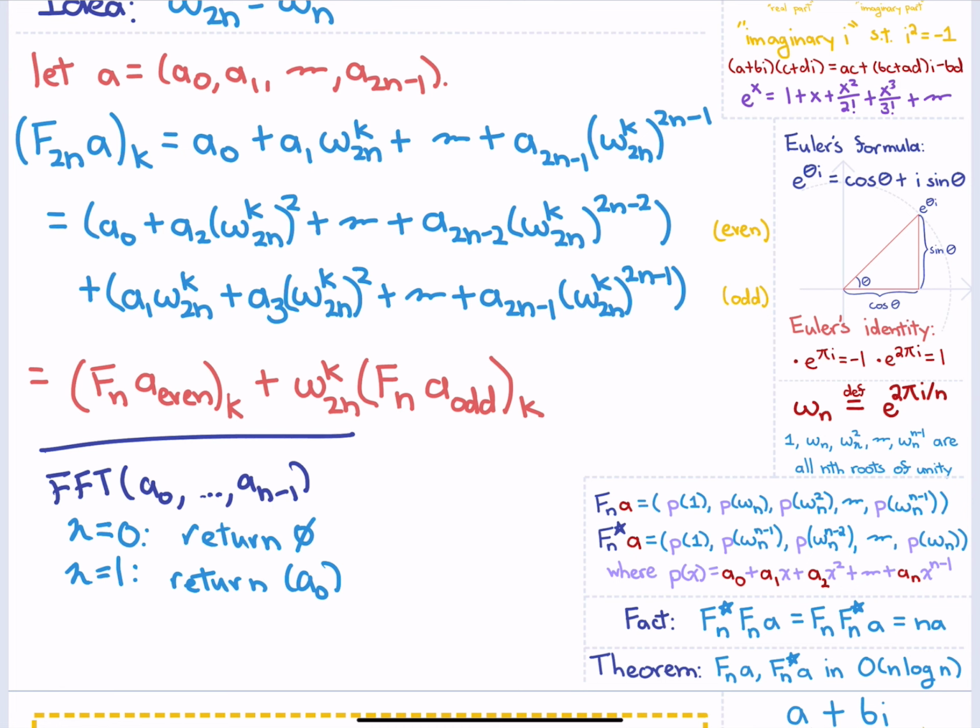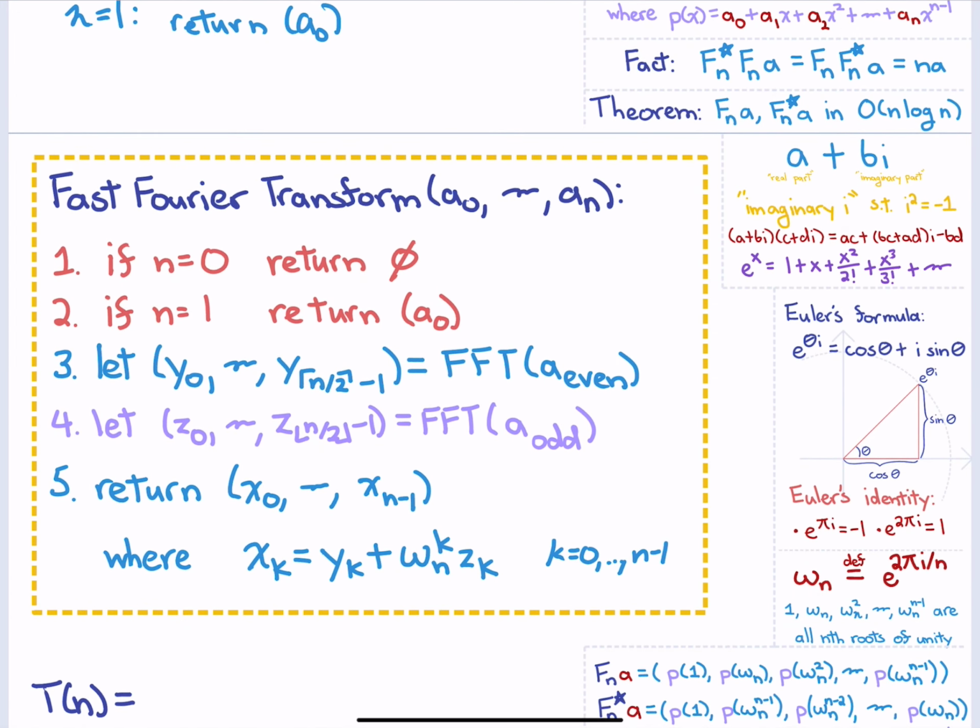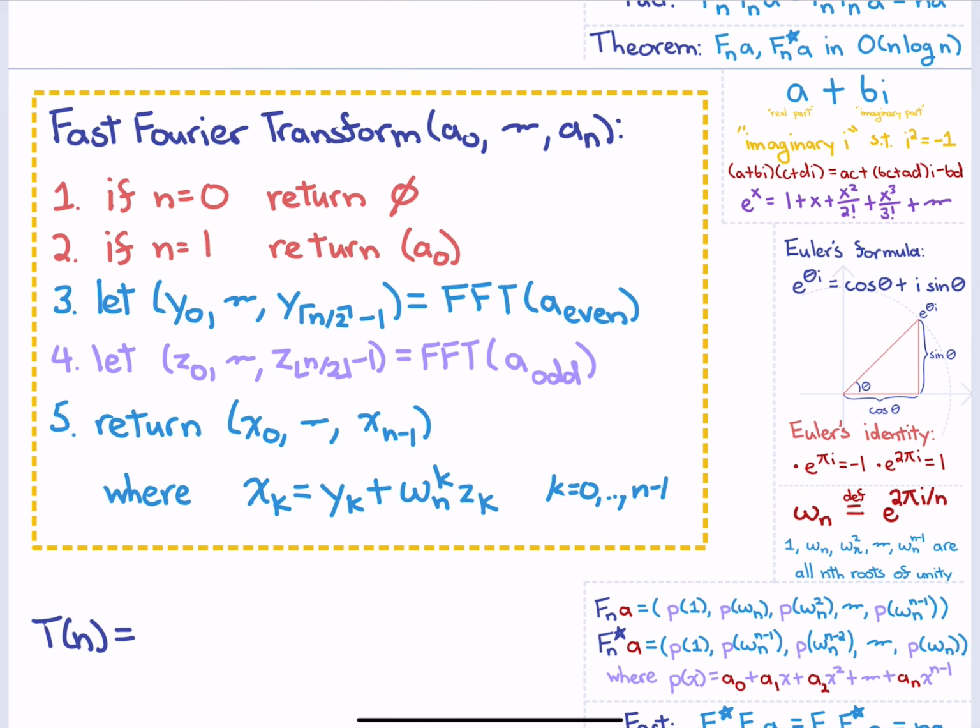So somehow we split it, okay, now I'll just show the code. All right. N equals 0, return the empty list. N equals 1, return the first coefficient. Otherwise, the y's represent the values of a subcall to A even, where A even is the even coefficients, which takes linear time to put together. The z's represent the output of the call to A odd. And then I return the combined values x0 through xn minus 1, where xk is equal to yk plus omega sub n to the k times zk. Okay, and then that's it.